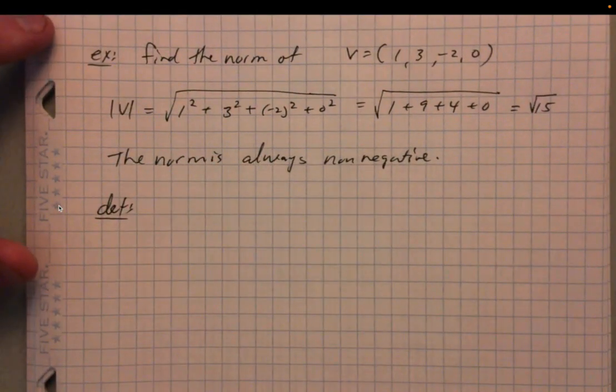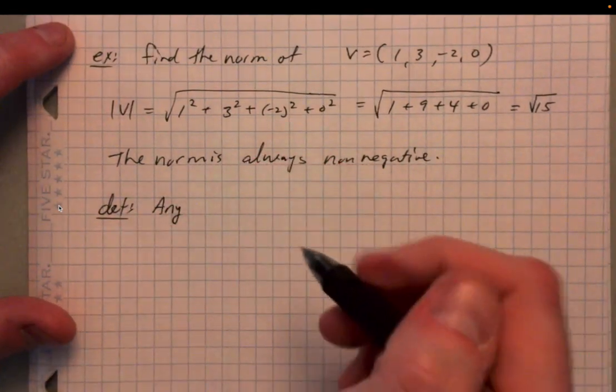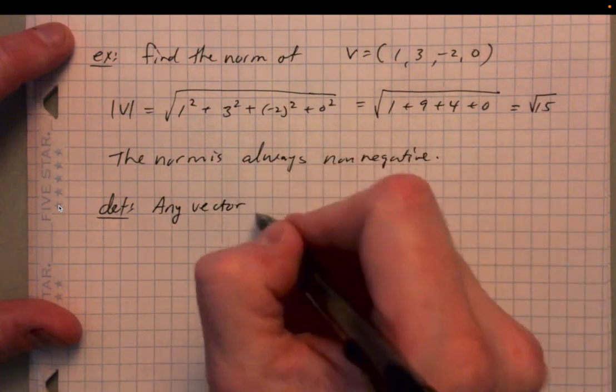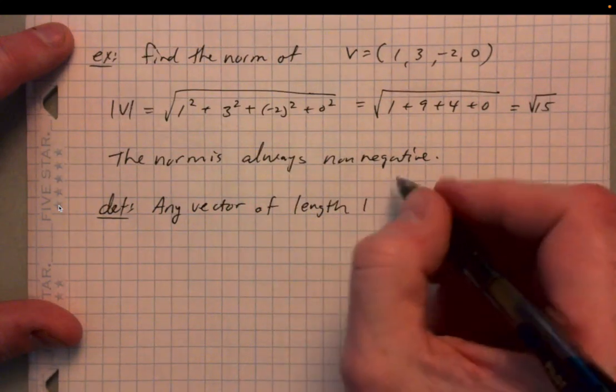Let's talk about, so if I have a vector whose norm is 1, that vector has a special name. So any vector of length 1 is called a unit vector.